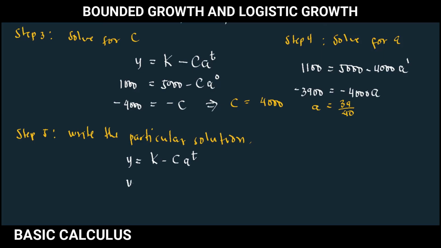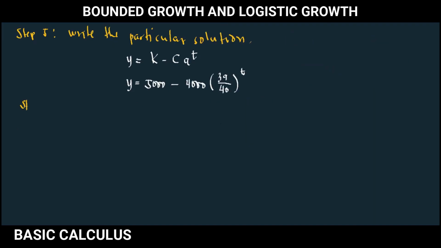So we have y is equal to k. Our k is 5000, then minus the c, which is 4000, then times 39 over 40, then raised to t. So this is now the particular solution for the number of Powicans at any given time.